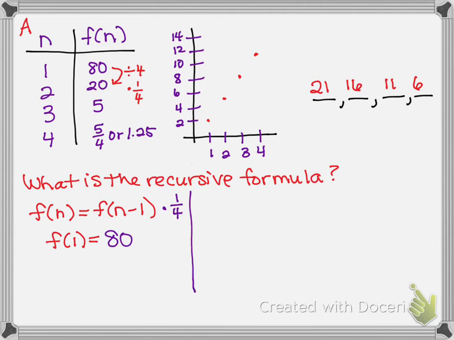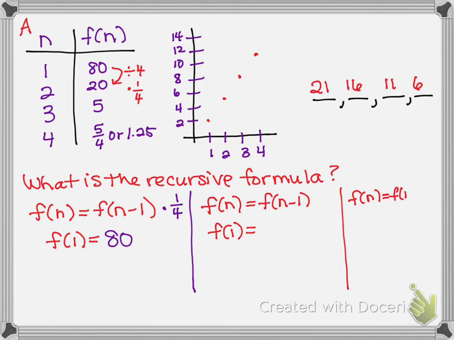Now we're going to do the exact same thing for our graph and for our sequence. What I'm going to do is write in the beginning portion of our recursive formula because it's going to be the same every single time. The only thing that's going to change is what the first term is and what the pattern is. So for this last one too. And remember, this stands for f of n equals our previous term, and then what are we going to do with our pattern?